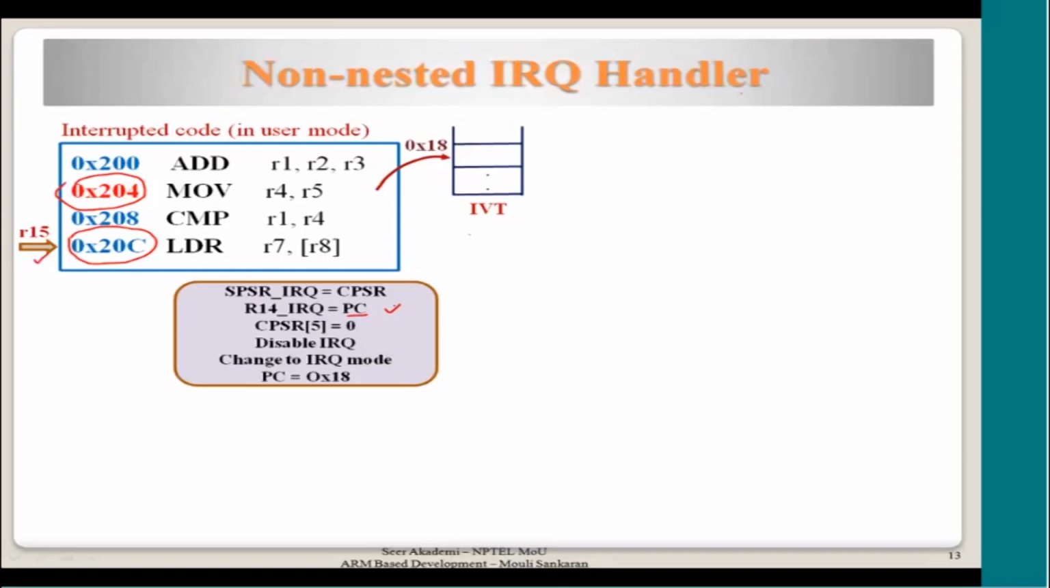So while saving, there is no subtraction or addition done to the value. It just saves the PC value. Okay, it is left to the handler to adjust the PC so that we start executing from this instruction. Oh, sorry, this instruction.